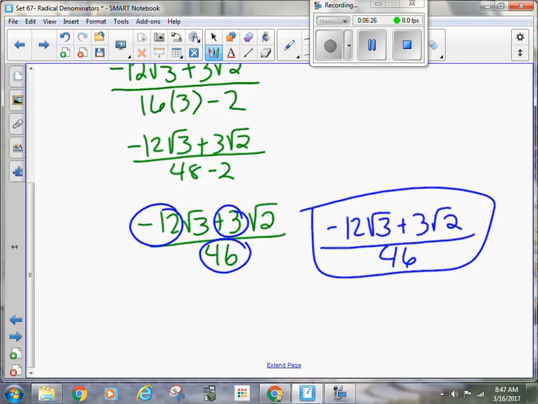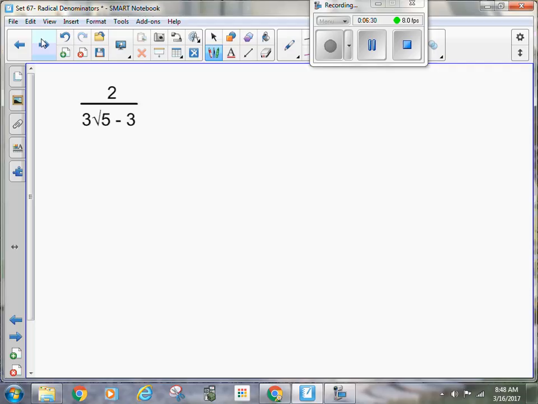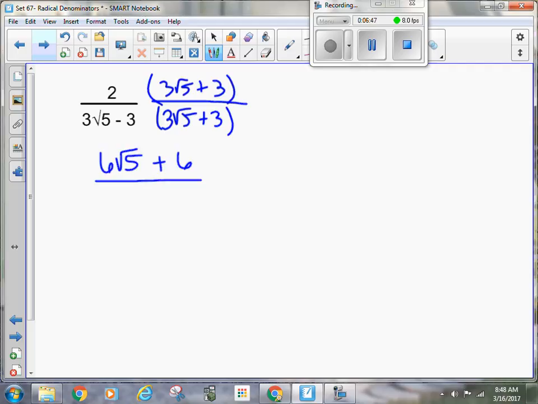All right, so let's move on to our last problem. We're going to multiply again by the conjugate. So here, 3 square root of 5 plus 3. 3 square root of 5 plus 3. All right, so 2 times the 3 on the outside, square root of 5 plus 6 over.